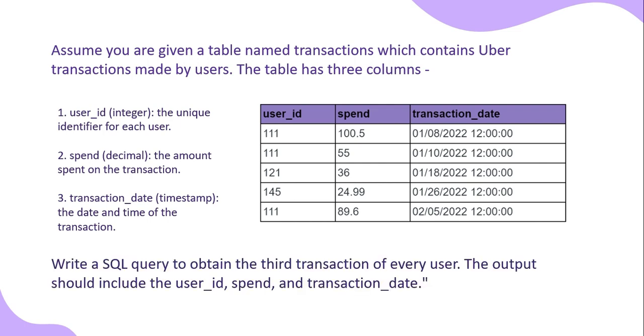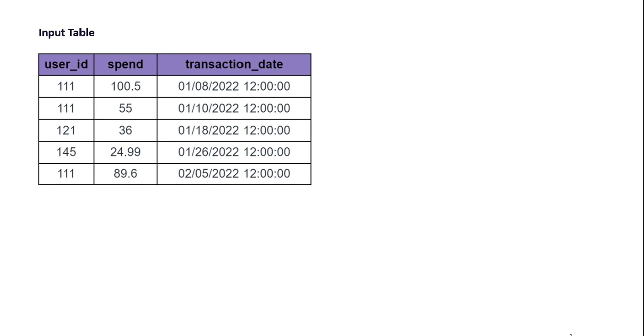Now you have to write a SQL query to obtain the third transaction of every user, and the output should contain the user ID, spend, and the transaction date. So in this question, you have been asked to find out the third transaction of every user. Let's understand with the help of input and output tables here. In the input table, as we already discussed, we have three columns: user ID, spend, and the transaction date.